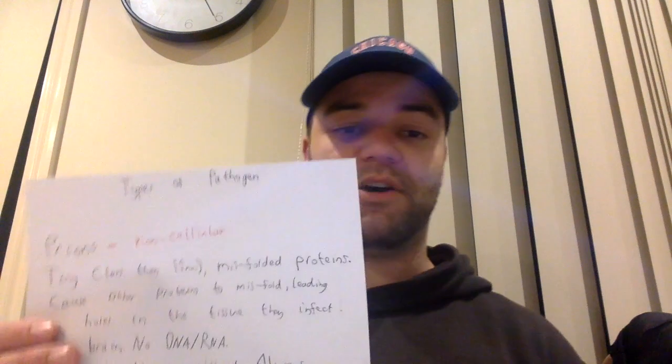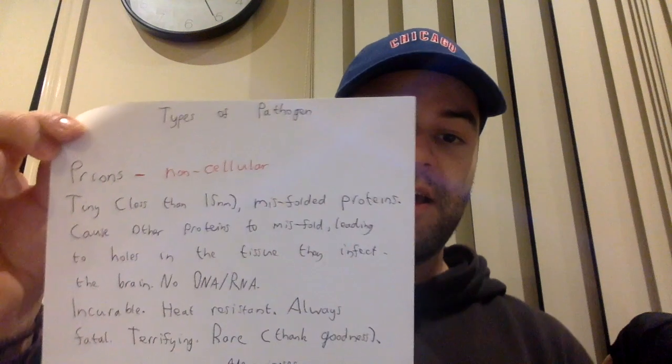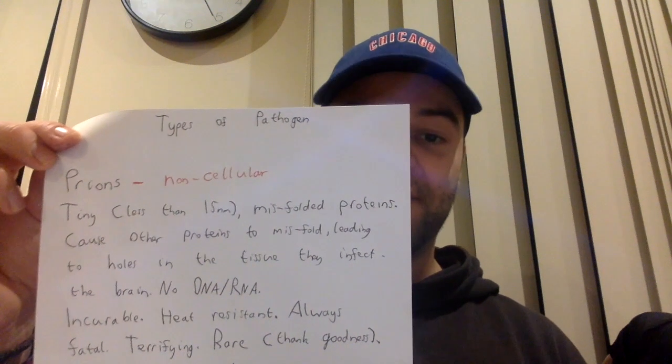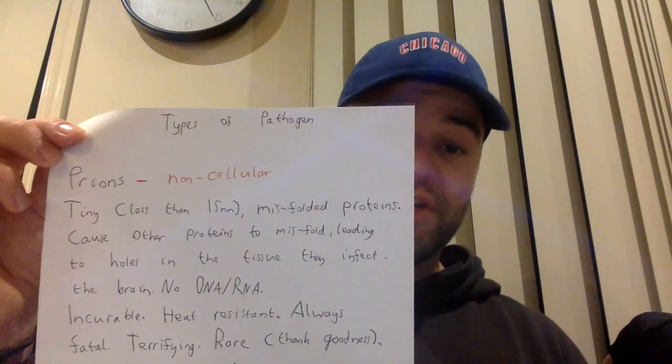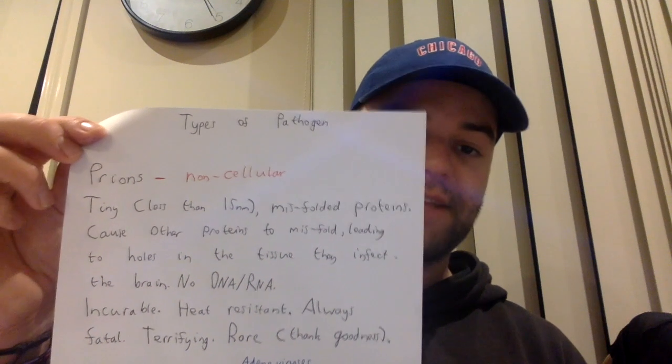And unfortunately, the tissue that prions tend to affect is often the brain tissue or nerve tissue around the brains. They're incurable, they're heat resistant, they are always fatal, they are terrifying. Fortunately, they are extremely, extremely rare, but they are obviously extremely serious as well.